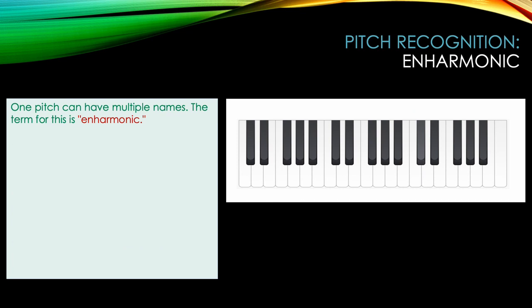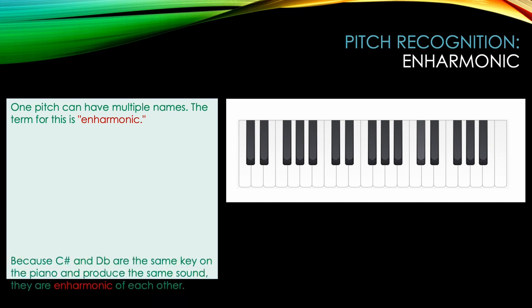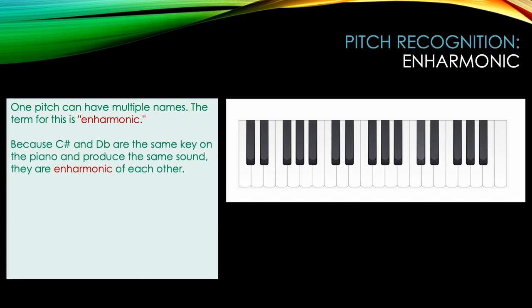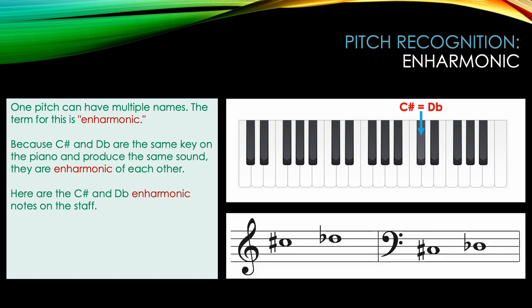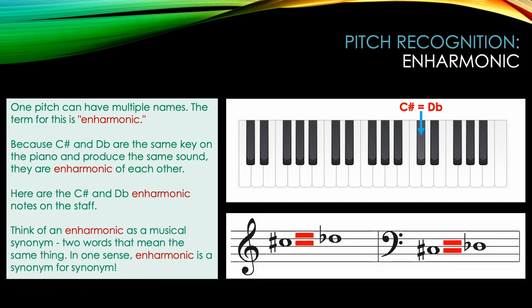A pitch can have multiple names. The term for this is enharmonic. Because C sharp and D flat are on the same key on the piano and produce the same sound, they are enharmonic of each other. Here are the C sharp and D flat enharmonic notes on the staff. Think of an enharmonic as a musical synonym, two words that mean the same thing. In one sense, enharmonic is a synonym for synonym.